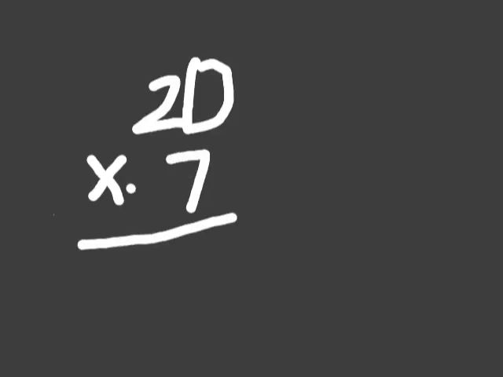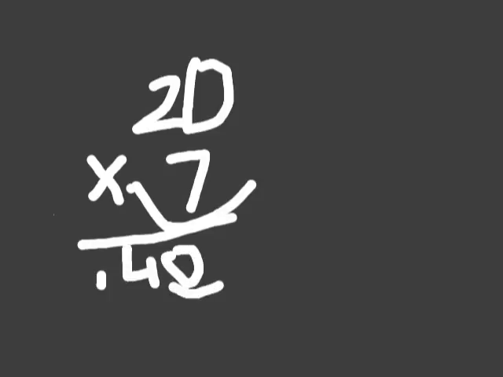But now, just to check my work, 20 times 0.7, carry the decimal, 20 times 7 equals 140, carry the decimal again, equals 14. So that is your answer.